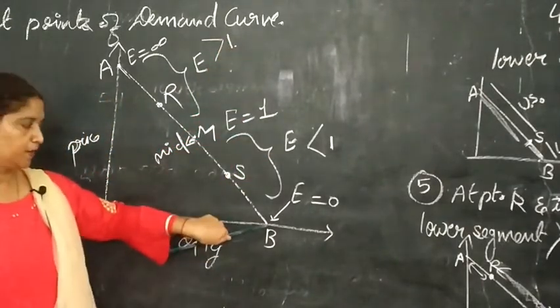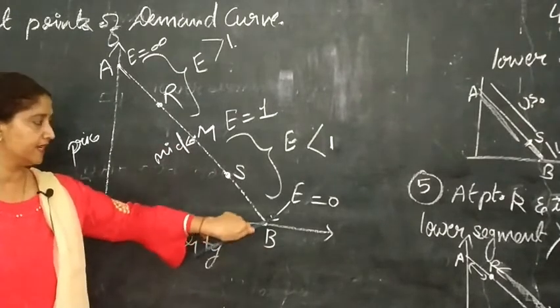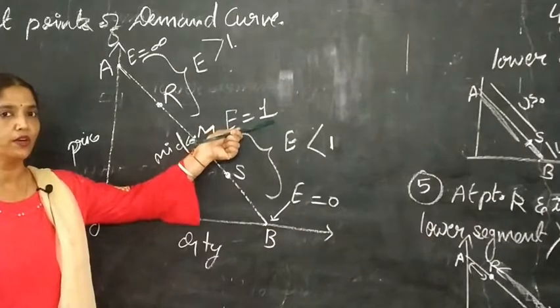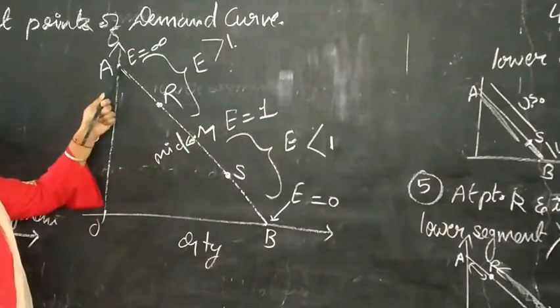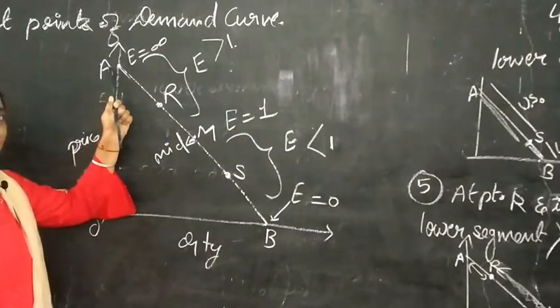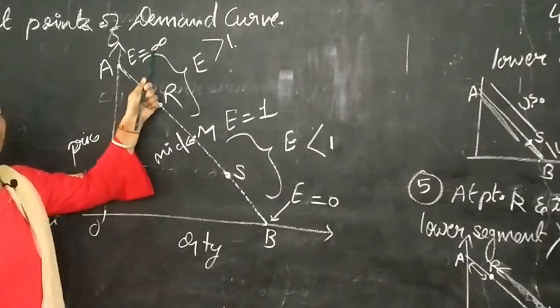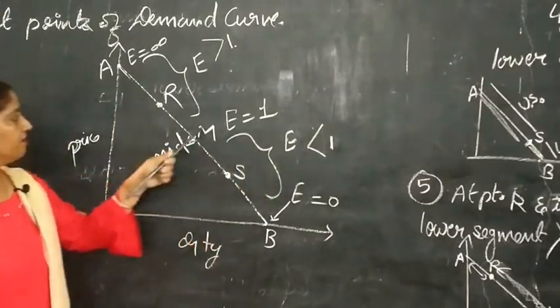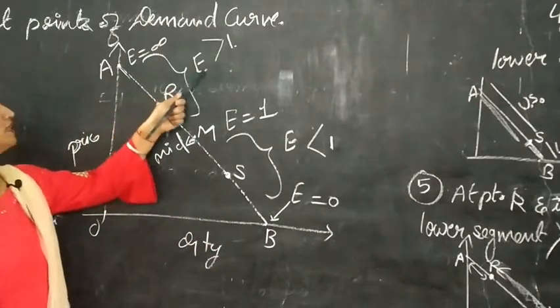Here at point B, which is lying on the x-axis, elasticity is 0. At the midpoint elasticity is equal to 1, or unit elastic. At point A, which is lying on the y-axis, elasticity is infinity. From 0 to 1, elasticity is less than 1. From 1 to infinity, elasticity is more than 1.